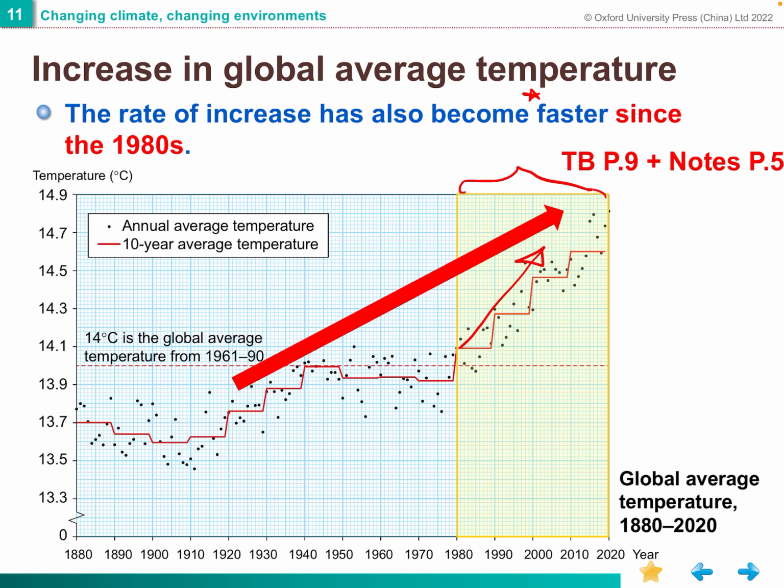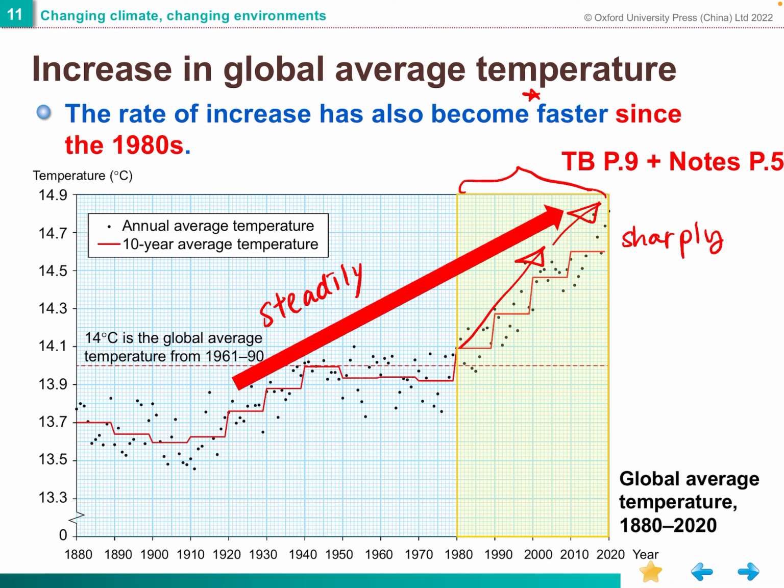If you recall your memory, we can use some adjectives. In the past, it increased steadily, quite stable. But in recent times, it seems that it increased at a faster rate, or you can use the word sharply. Increase sharply in recent years. It's getting much warmer.